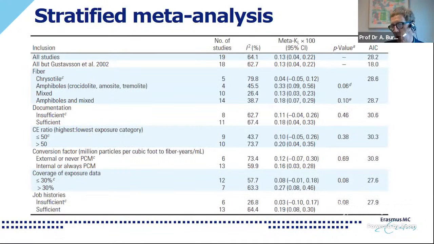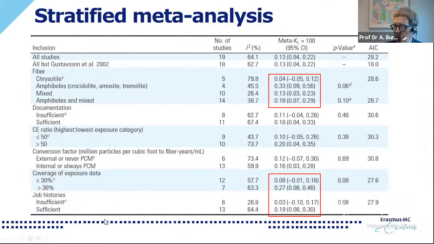And then we looked at all these quality criteria, and overall what we found, and I'm drawing your attention to the bottom here, is if you have a JEM where the coverage of exposure data is more than 30% of the working histories of the workers, compared to studies where the coverage was less, you see that the exposure-response relationship is much steeper. So more coverage, steeper exposure-response relationship.